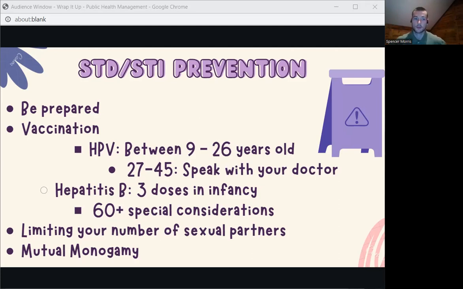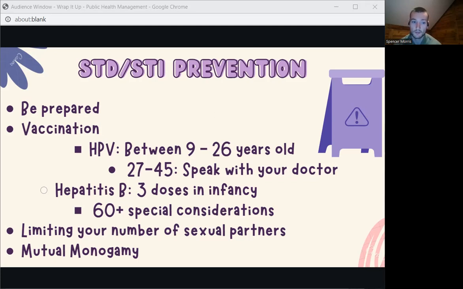In addition, another way to prevent STD and STI spread is through vaccination. The HPV vaccination is recommended for preteens from the ages of 11 or 12, and it can start as early as 9 years old. It's recommended for anyone up to age 26, if not already vaccinated. Even individuals between the ages of 27 through 45 who have not been vaccinated can decide to get the HPV vaccine after discussing the risks and benefits with their doctor.